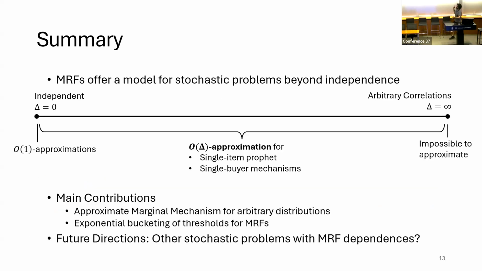Okay, so to wrap up and bring it back, broadly speaking, we're studying 2 problems in this general framework of looking at stochastic problems beyond independence assumptions. And we're using MRFs as a nice model of this continuum from independent distributions to arbitrary correlations. And what we find is that for these problems of single item profit inequalities and single buyer mechanisms, we can get an approximation factor that's linear in the weighted max degree delta. Our contributions are this new marginal mechanism and this exponential bucketing trick, which works particularly well for these threshold-based algorithms.